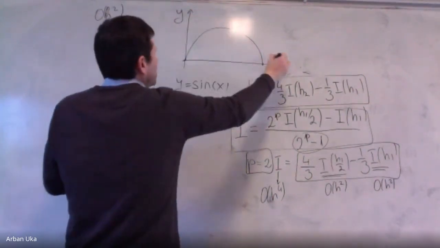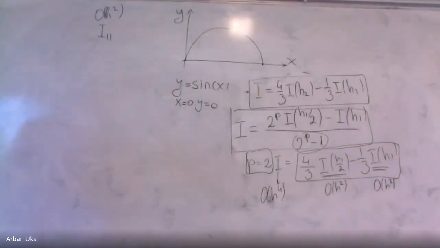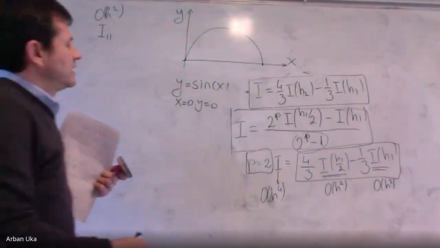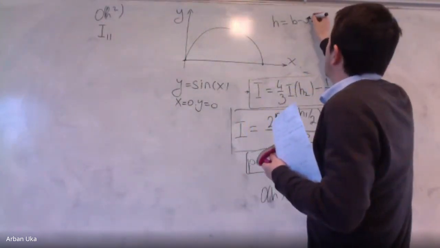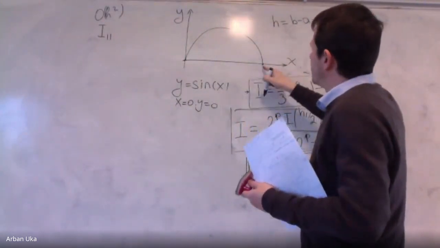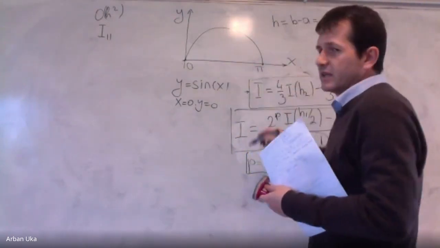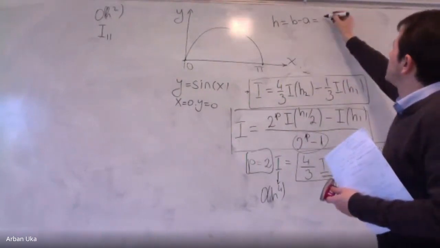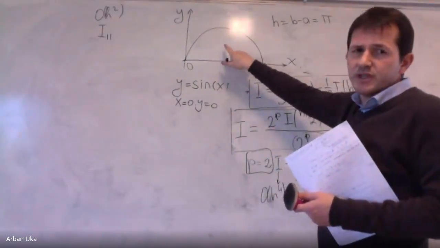So this is y, and this is x. The first thing that we can do is assign initially h to be b minus a. Now, what is this b minus a? What is this value? Sine is equal to 0 when this is pi, right? So this is equal to pi. Let's assume that we start calculating the integral from here.